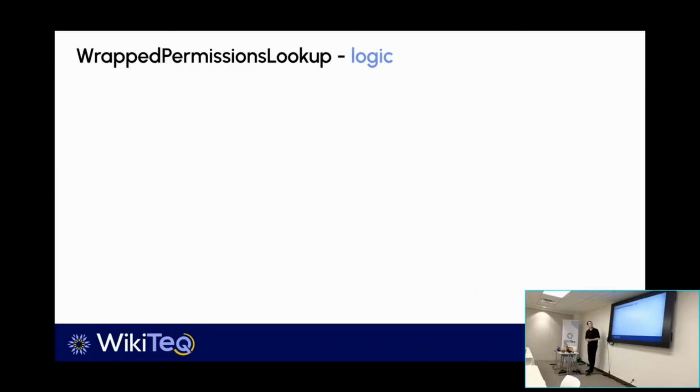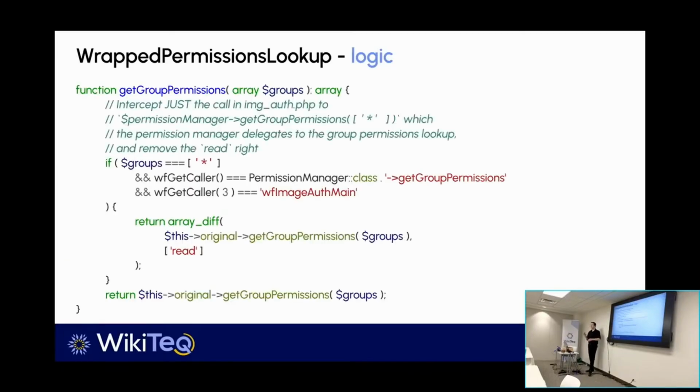So what does this wrapper look like? Well, for all the other methods, other than get permissions lookup, or get group permissions, it'll just delegate to the original. But in this one call, when the immediate caller is from permission manager, singular, permission manager, get group permissions, and the caller before that is wf image auth main, then we're going to do something else. This is why I said the .15 is going to matter, because I don't believe this is mentioned in MediaWiki's stable interface policy, but back traces should not be considered stable. The path through which a hook or code path is executed by MediaWiki core is not stable and might very well change from one MediaWiki version, one patch version to another.